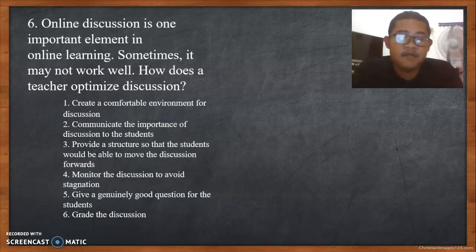Online discussion is one important element in online learning. Sometimes it might not work well. How does a teacher optimize discussion? First, the teacher can try to create a comfortable environment for discussion. Then, they can communicate the importance of discussion to the students and provide a structure so that the students will be able to move the discussion forward.